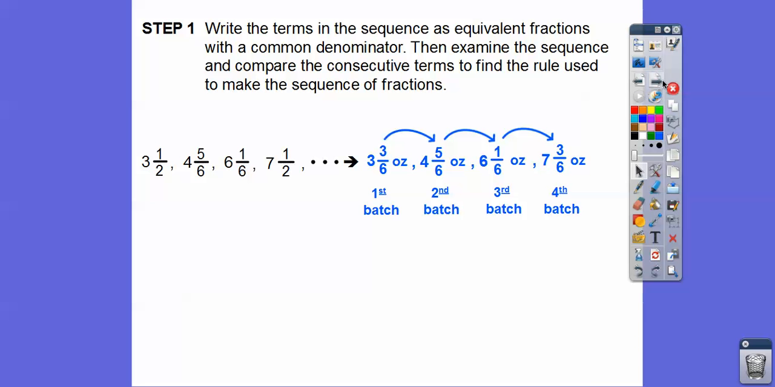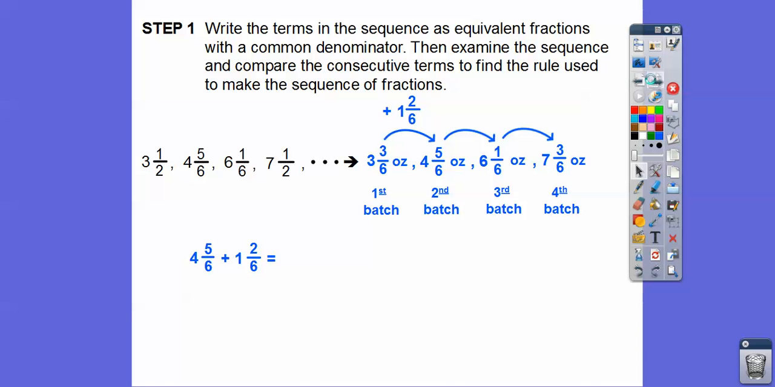What we're going to do is look at this fraction to this fraction. Look at the whole numbers here. 3 to 4 jumped up by 1. And 3/6 plus 2/6 jumps up to 5/6. So I wonder if we add the same amount to 4 5/6 to see if it goes up to get us to 6 1/6. Well, let's check this out. Let's add 4 5/6 plus this to see if it gets us this right here.